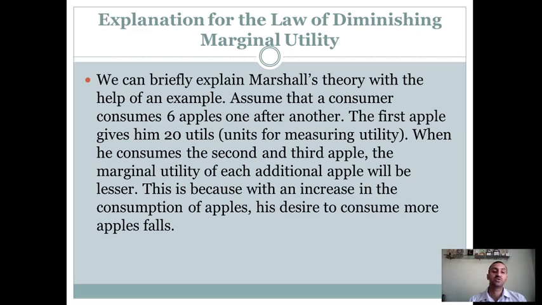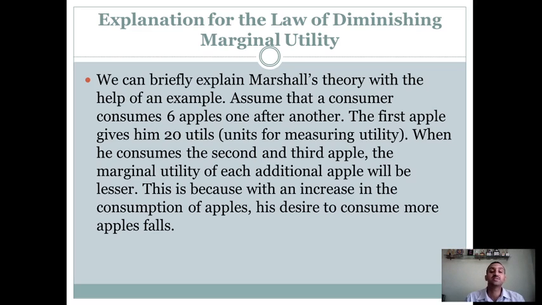Let us see the explanation of this law. We can briefly explain Marshall's theory with the help of an example. Assume that a consumer consumes 6 apples, one after the other. One person is consuming apples one after the other. The first apple gives him 20 utils. Utils means the measure of utility. Utility is measured in terms of utils. When a person is consuming 6 apples, he is getting 20 utils in the first consumption.